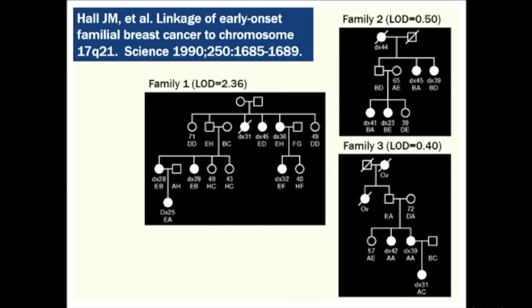So in this family, it's the E allele. All of the affected individuals have E. In this family, it's the B allele. And in this family, it's the A allele. So each family has a different allele of the genetic marker segregating with the disease. That's what I mean by it's a within-family analysis. They're all showing linkage to the same marker, but a different allele is co-segregating with the disease in each family.